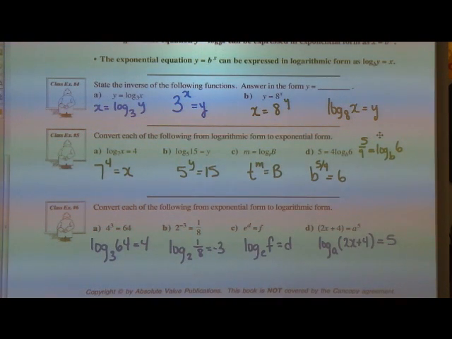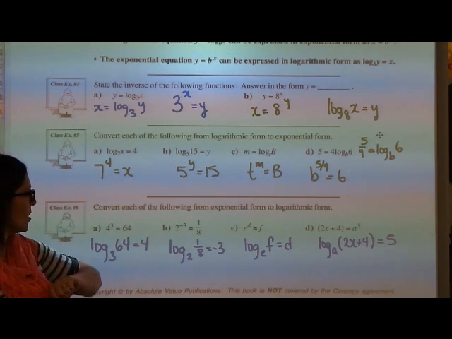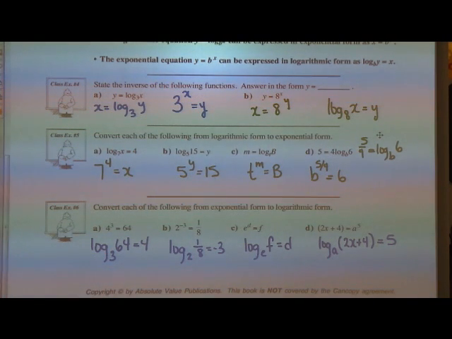So if we look at 6a, I get log base 3 of 64 is 4. B is log base 2 of 1/8 equals -3. C is log base e of f equals d. And d becomes log base a of (2x + 4) equals 5. And it's important that that 2x + 4 is written in brackets.